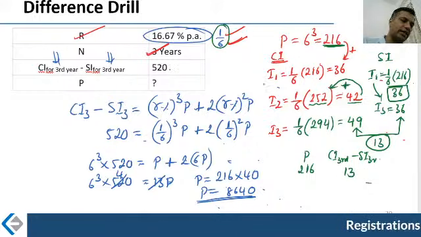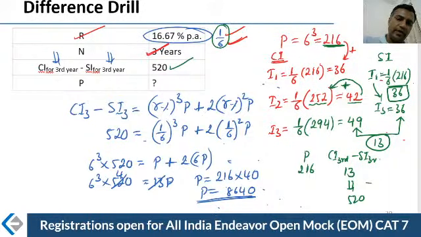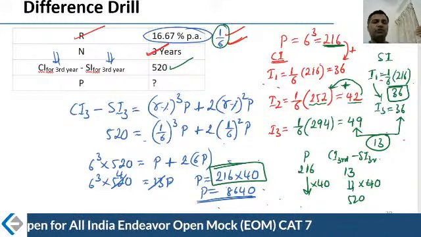But what did the author say? The difference is 520 rupees. Therefore, into 40, what should I be doing? I should be doing 216 into 40. That is what precisely you did using the formula.